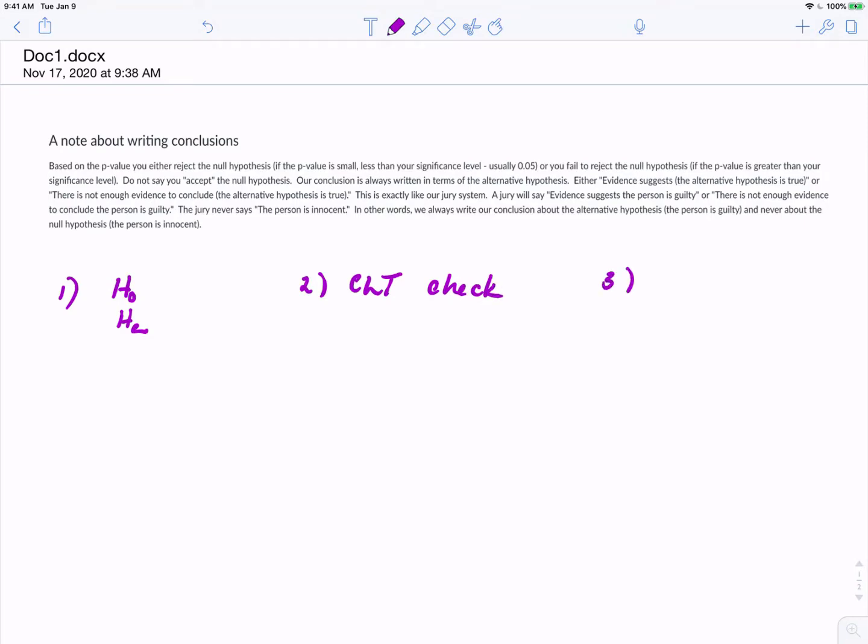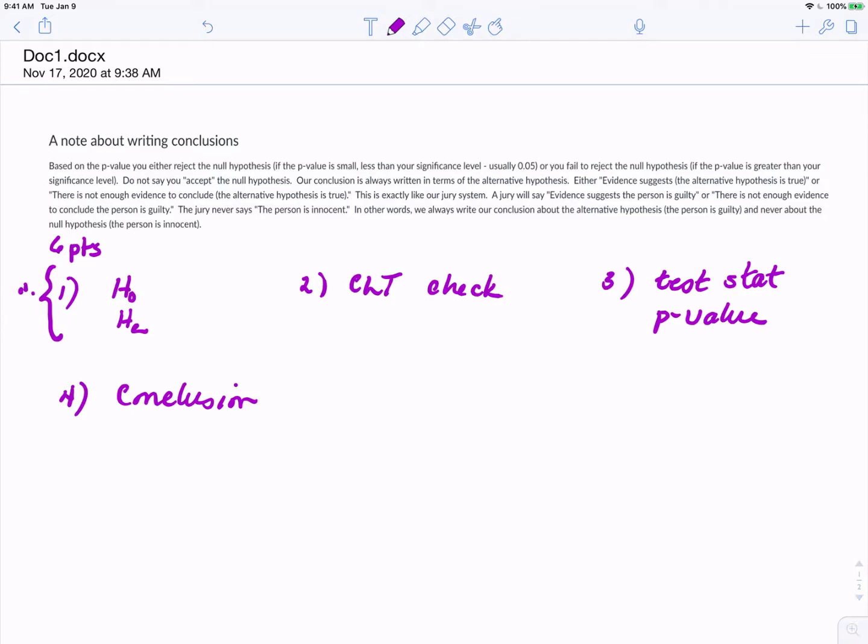You get StatCrunch to give you a test statistic and p-value. And then based on your test statistic and p-value, you make a conclusion about your null and alternative hypotheses, okay? Now, typically, on an exam, one of these problems will be worth 6 points. If you do steps 1, 2, and 3 correctly, but you blow step 4, automatically -4 points on your problem.